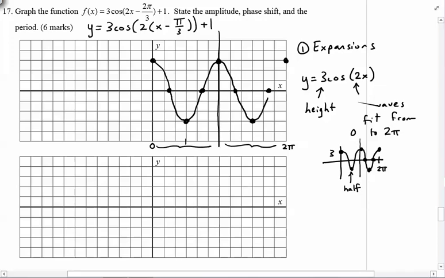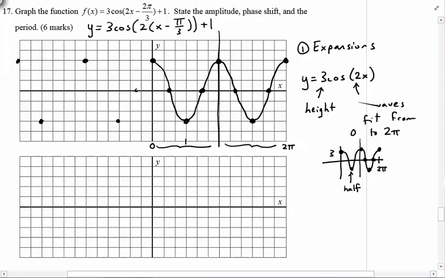So to do that, you can repeat the pattern. To get from one max to the next, I go 1, 2, 3, 4, 5, 6 boxes, and I get to a max. Same thing. The distance between minimums is also 6 boxes. 1, 2, 3, 4, 5, 6, minimum.